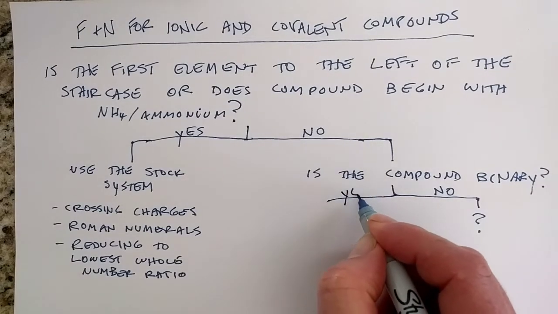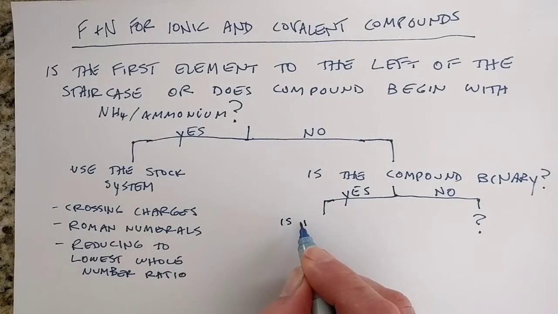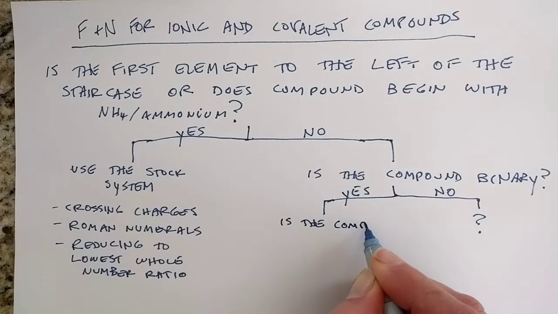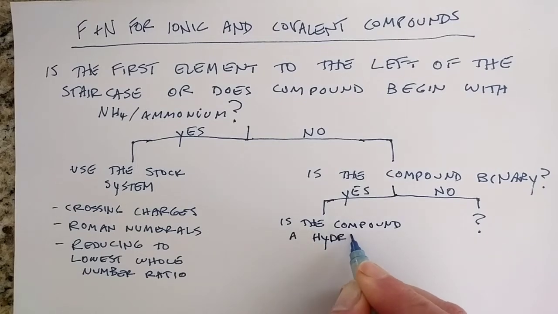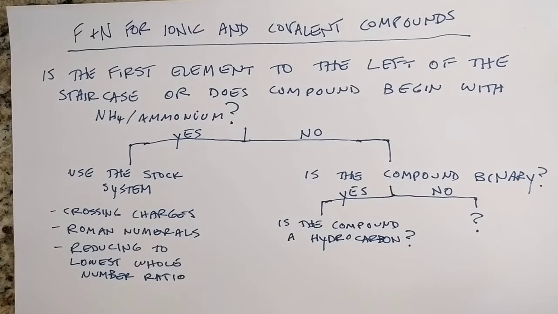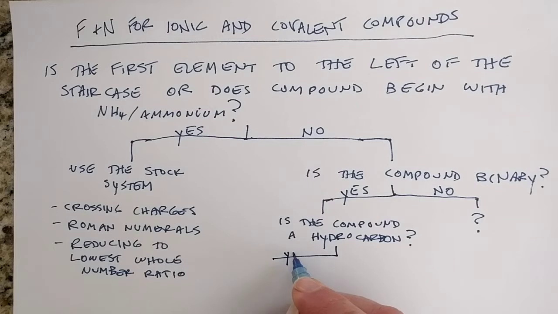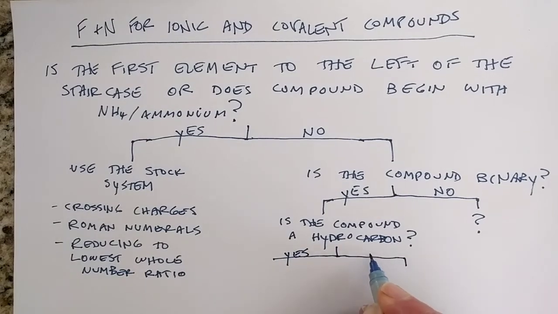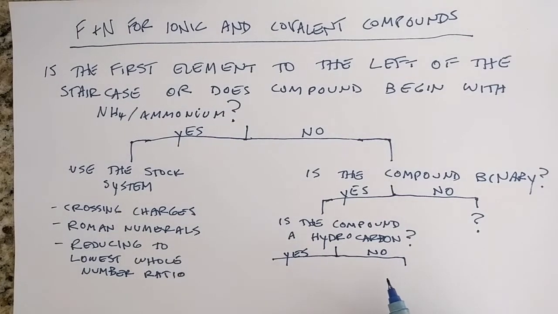All right, so is the compound binary? If it is, then we're going to ask ourselves another question: is the compound a hydrocarbon? We already have that it is binary, but now, does it contain carbon and hydrogen? Two possibilities here, yes or no. If it's not a hydrocarbon, and we only have two elements, the first element to the right of the staircase, then we use the prefix system.